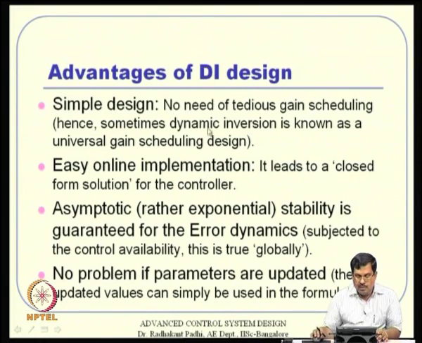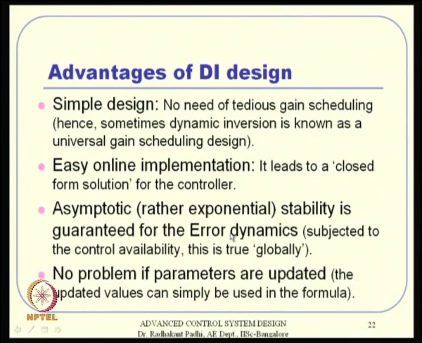So, these are all the major advantages: simpler design, easy online implementation, asymptotic stability guaranteed for the error dynamics, for the tracking error, and not a major issue if the system plant or the parameters are updated. With all these in mind, we will stop here in this class and continue with the further discussion of dynamic inversion in the next class. There are several issues and there are several remedies also. We will do the conceptual discussions in the next class. All right, thanks a lot.